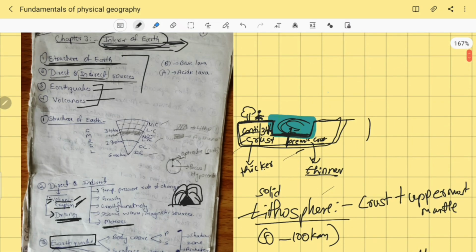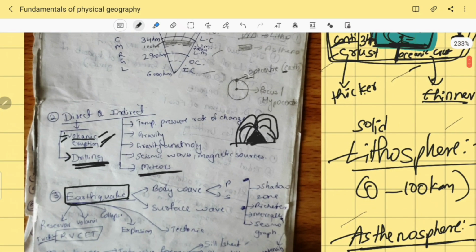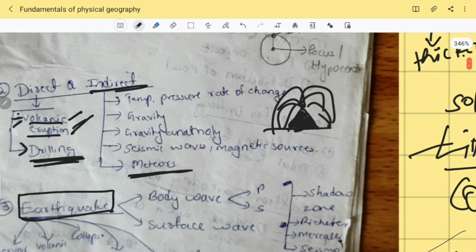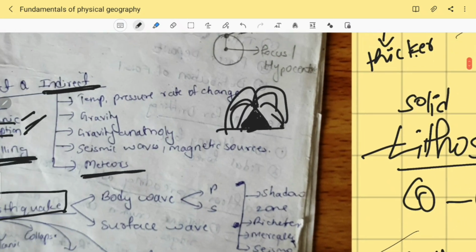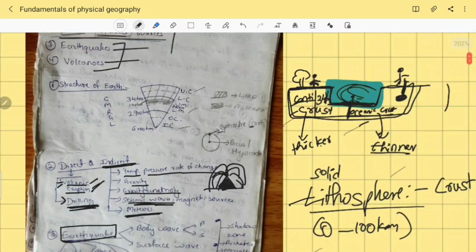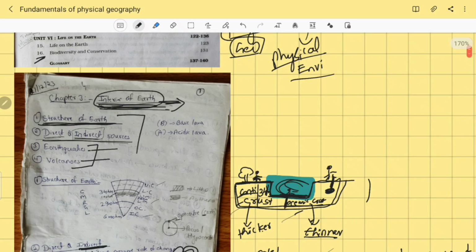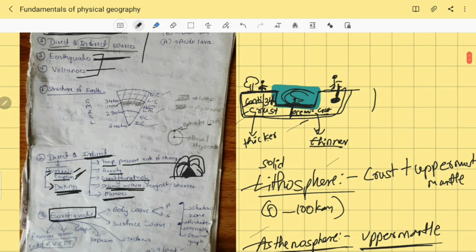So say you are here on a continental crust and you start drilling the earth, so you get to know what is inside the earth. So that is another way of direct sources. In indirect sources, we have different things like temperature and pressure rate of change, gravity anomaly, seismic waves, meteors. See, seismic waves we are not going to study here. Seismic waves we will study in the topic earthquake, because we will study it from basics in that topic.